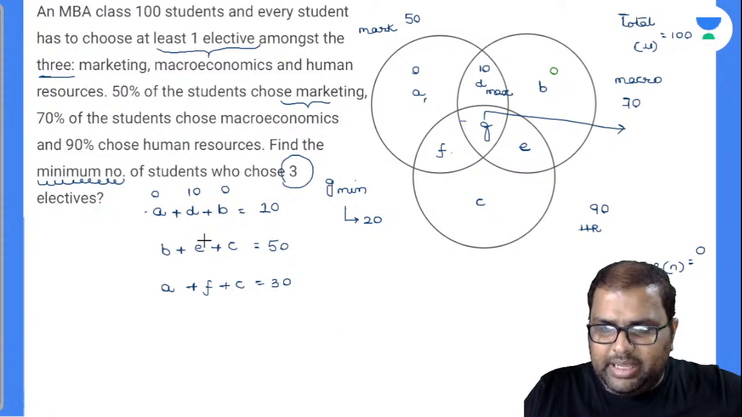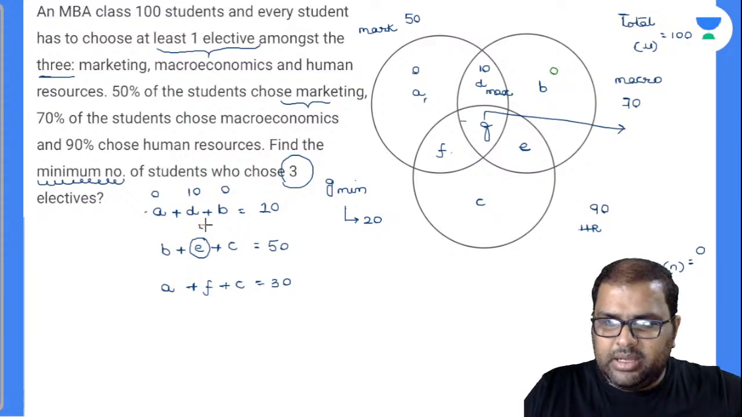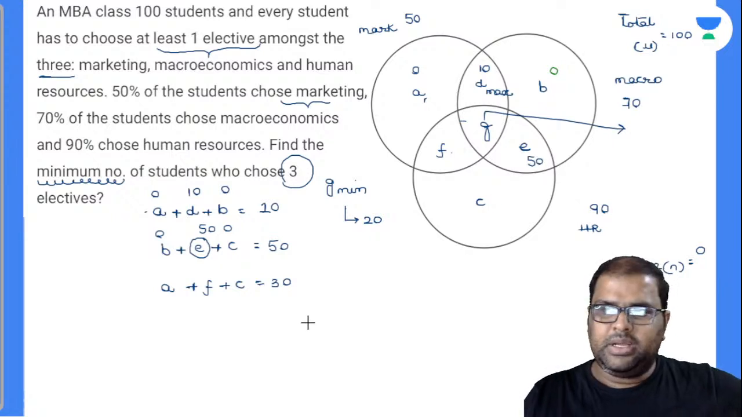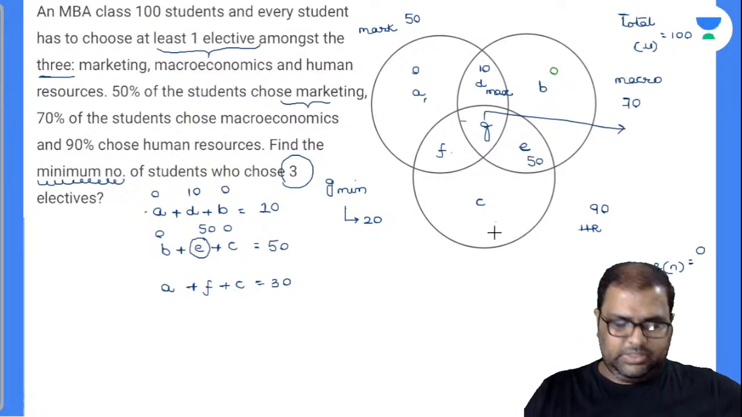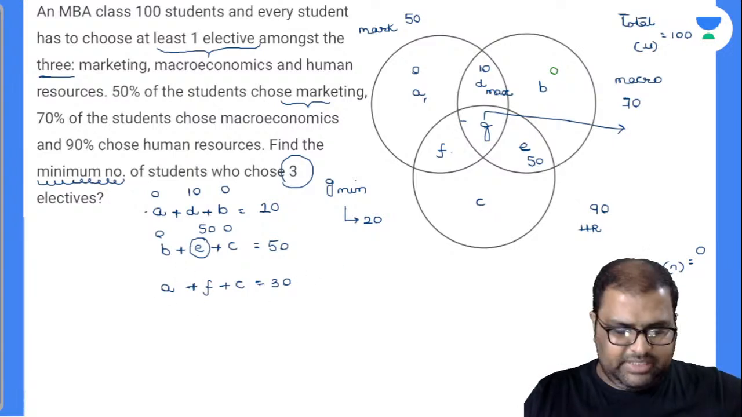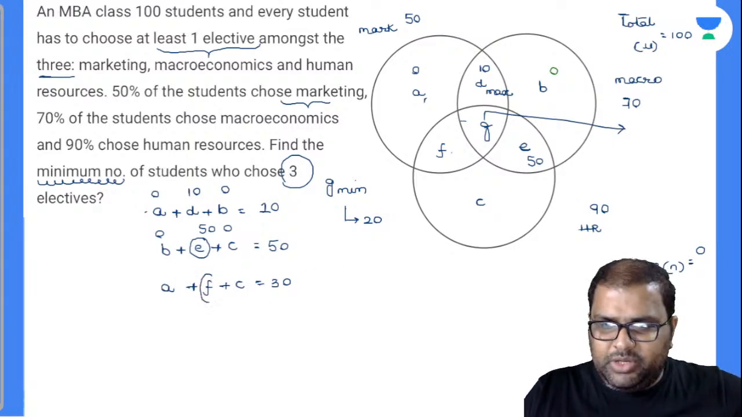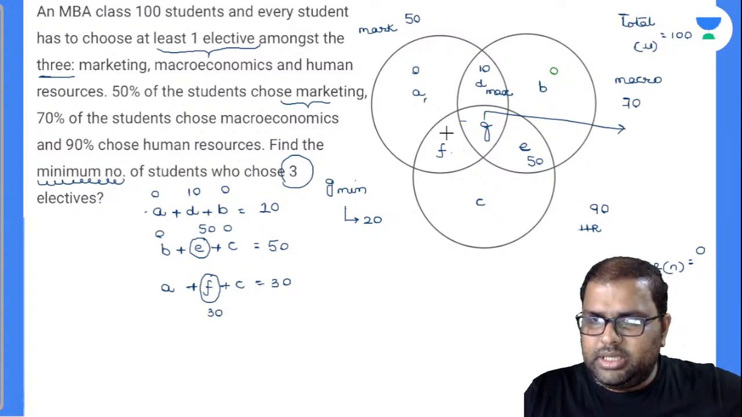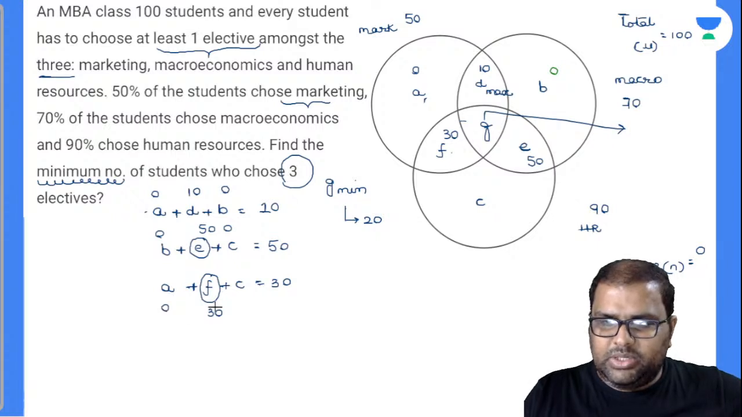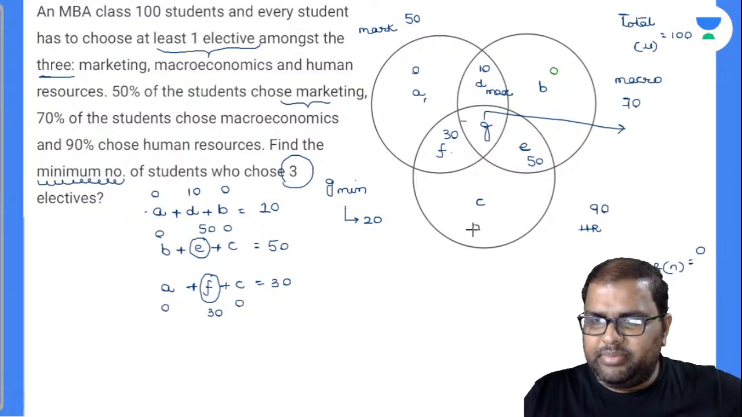Let's come. I will make my E value maximum here. What maximum value can I give for E? 50. Then automatically my B value is 0, my C value is 0. So see here, I gave E 50. Now come to the next one. Now you closely observe the AFC. Now I'll give my F value maximum, 30. So if I give 30 here, my A value will be 0 and my C value will be 0. Will it be possible there?